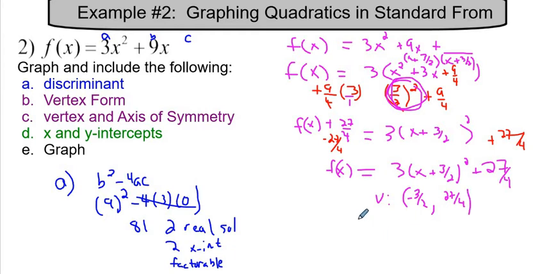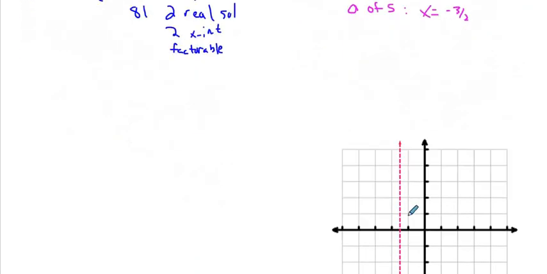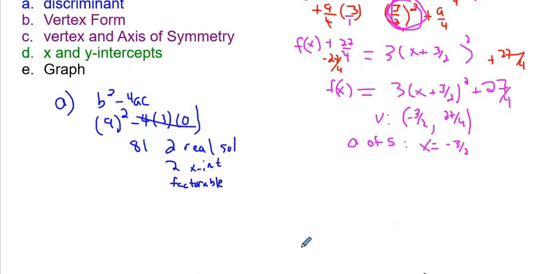The axis of symmetry is always the number that's the first part of the vertex. But you have to remember to put an x on there. So x equals negative 3/2. If you don't do that, you won't actually graph a line. So you want to make sure you have a line.